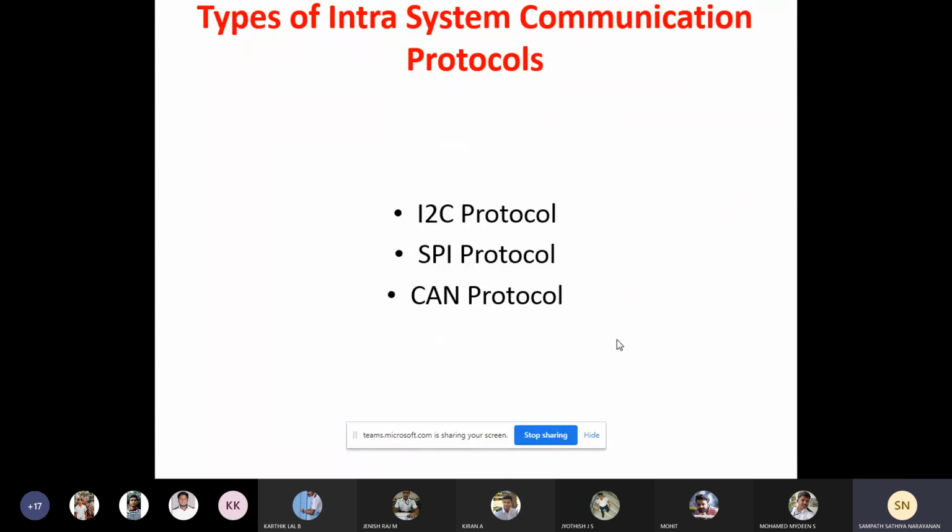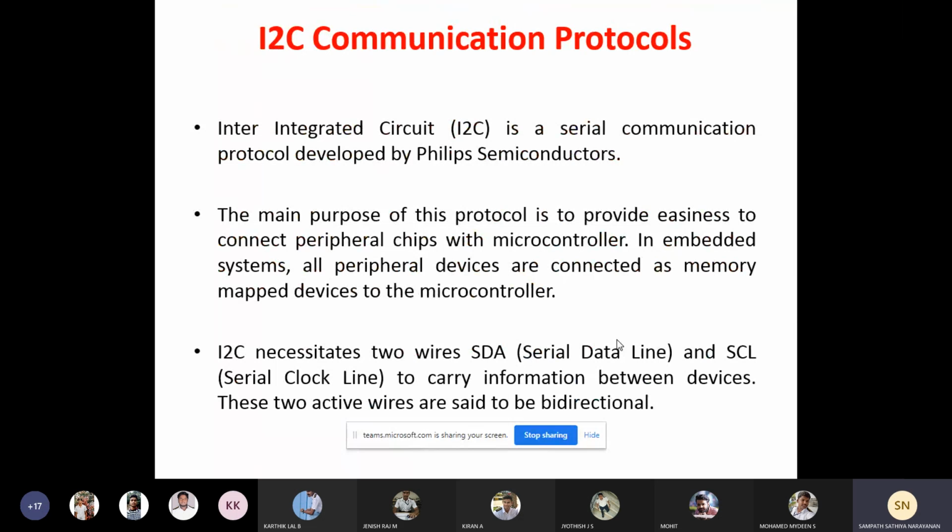Some of the important intra-system communication protocols are I2C, integrated circuit communication protocol, SPI, which is serial peripheral interface, and CAN protocol, controller area network. These 3 important protocols are used for intra-system communication. First, we'll discuss some of the basics of I2C communication protocol, which is inter-integrated circuit communication protocol, a serial communication protocol.